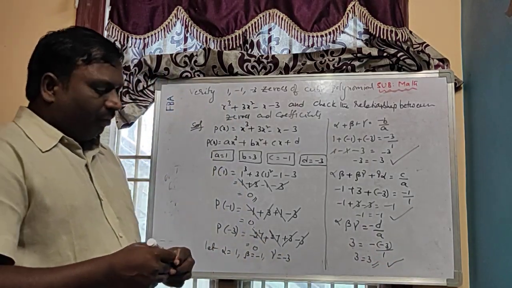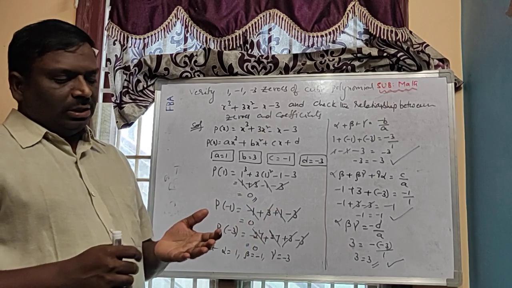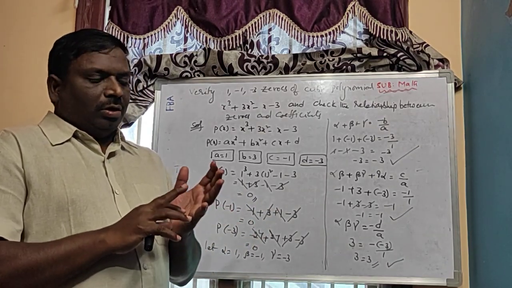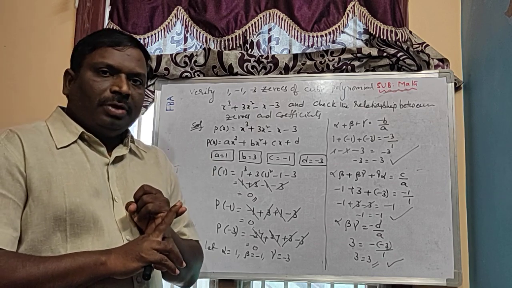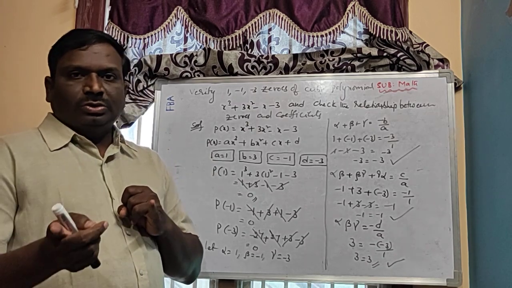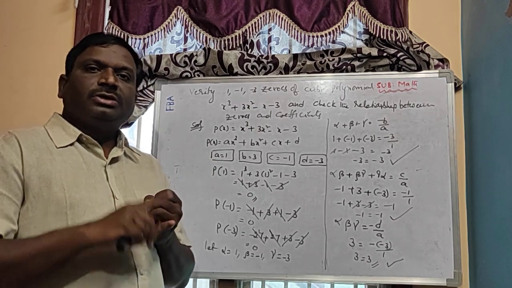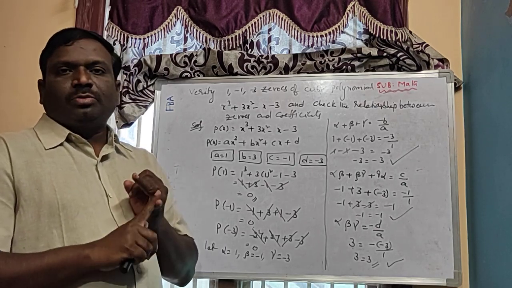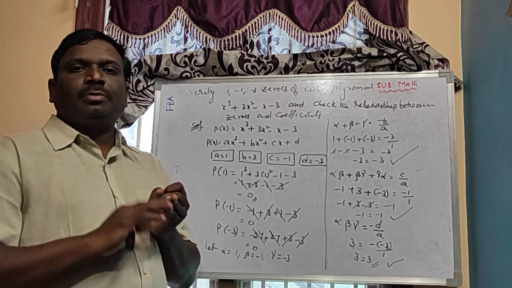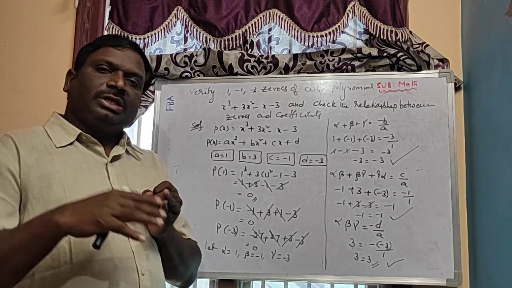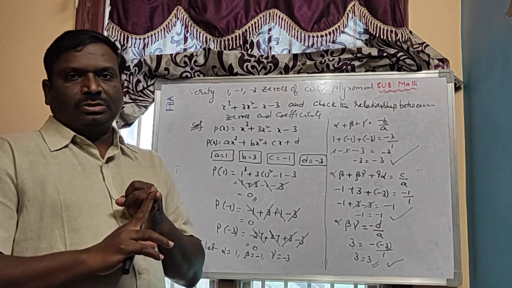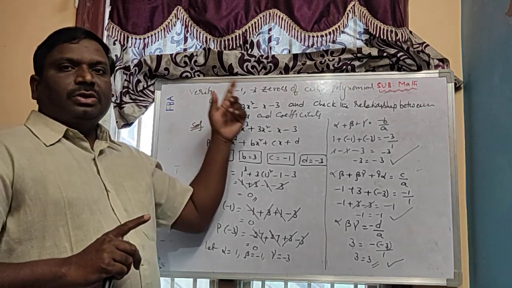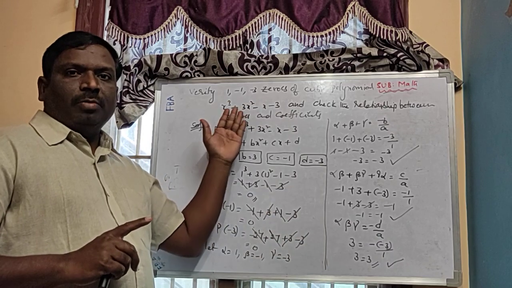So now we can conclude from this exercise what we have learned till now: how to find the quadratic polynomial when they give two zeros, and when they give the sum of the zeros and product of the zeros. The first model is when they give zeros, and the second model is when they give the sum of the zeros and product of the zeros. And the third model is the relationship between zeros and coefficients for the quadratic polynomial, which we have seen.